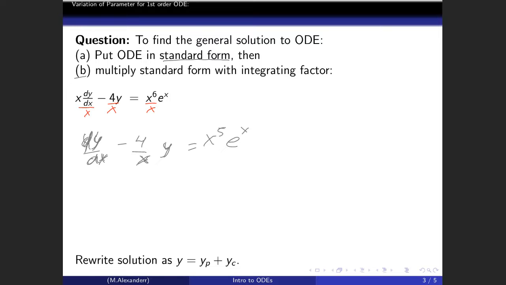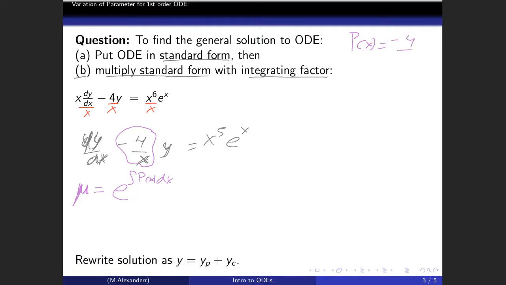Step B says to multiply this standard form by the integrating factor. Let me explain what the integrating factor is. The integrating factor is given by this formula, which I'll put in purple. This is the Greek letter mu. It's the Greek letter m, and it's called mu. The formula says this is e raised to the integral of the p function of x dx. That means you actually have to identify what the p function is. The p function is going to be what is in front of the y. In this case, it's this guy here, which I'm putting a purple circle on.